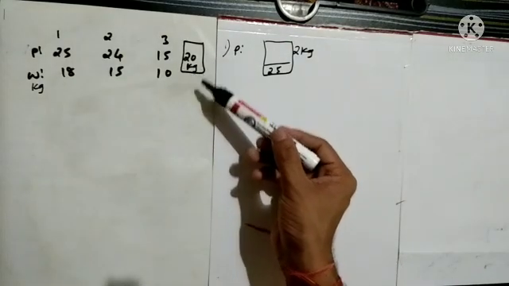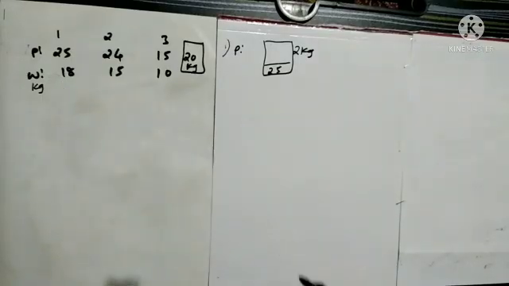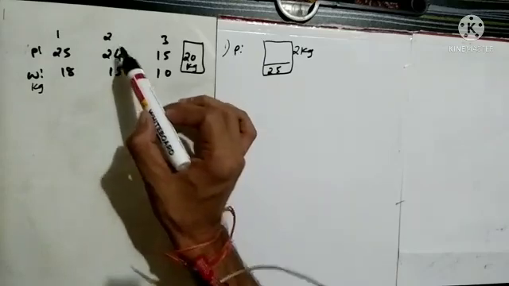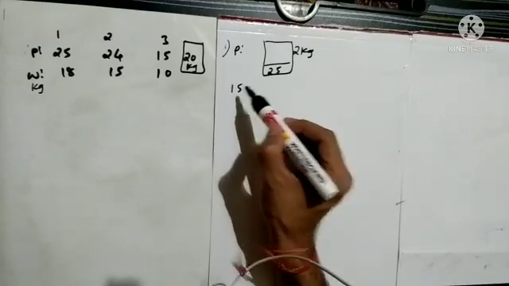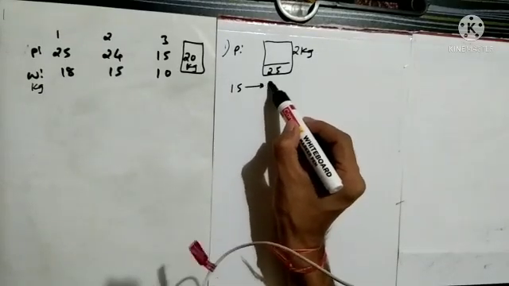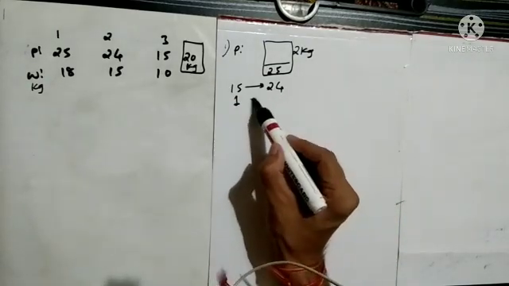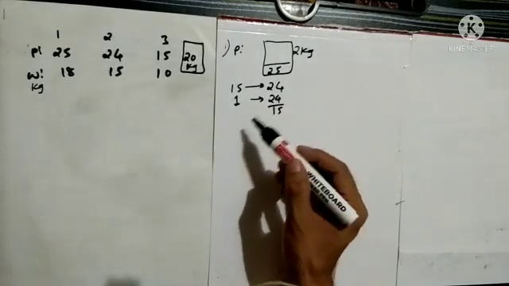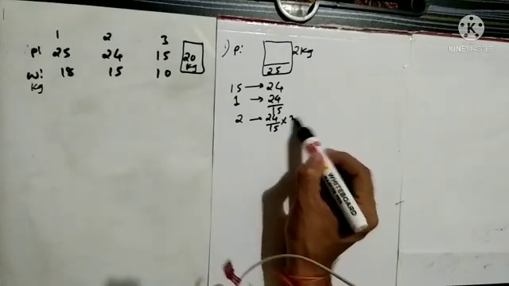Only 20 kg is the capacity of the knapsack, and if I put the first object, it takes a space of 18 kg, and I will be left with 2 kg only. In this 2 kg space, which object will I choose? I will choose the second object because it gives me more profit. But if I take the whole 15 kg of the second object, it gives me 24 rupees as profit. If I take only one kg of it, I get a profit of 24 by 15, and if I take only 2 kg of it, I get a profit of 24 by 15 into 2.